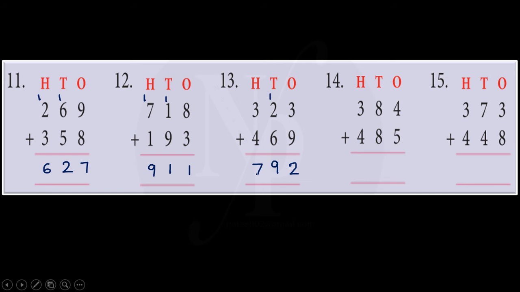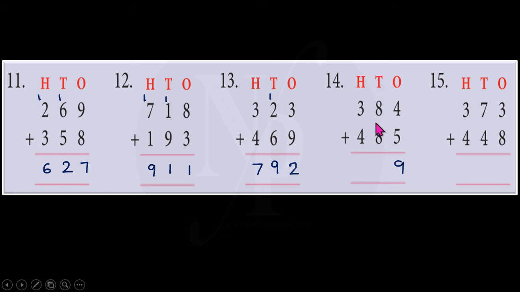Therefore, 792 is the sum of 323 and 469. Question number 14. We have 384 plus 485. We add the digits in ones column. 4 plus 5 is 9. 9 being single digit number, regrouping is not required.